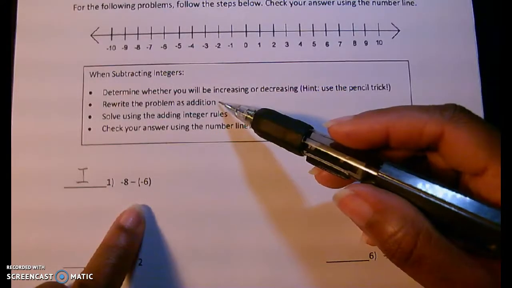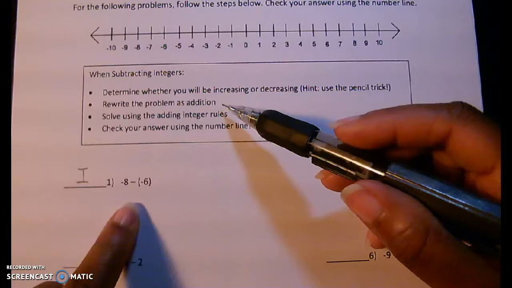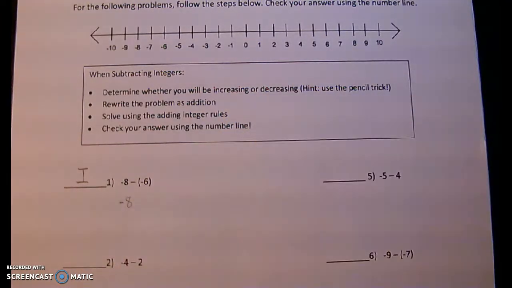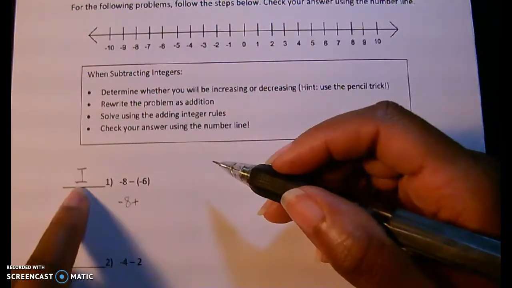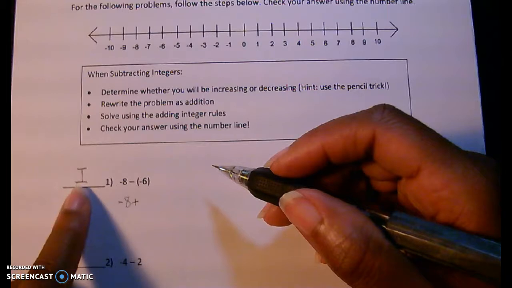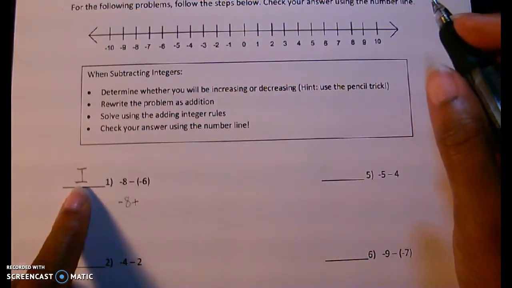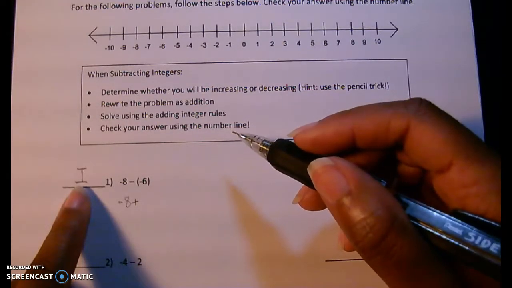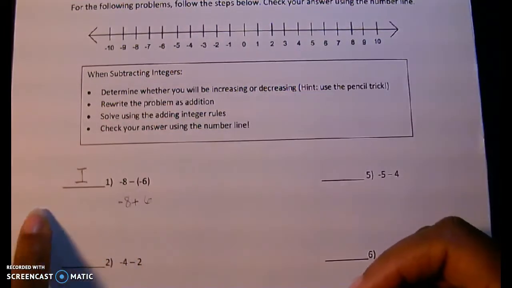Now, the next thing I'm going to do is rewrite this problem as an addition problem. So, let me show you how I'm going to do that. The first thing I'm going to do is write my starting number, which is -8, plus, we said we were increasing on the number line. So, increase means we're moving in a positive direction. How many times are we moving in that direction? We're moving 6 times. So, that means we'll write a +6.